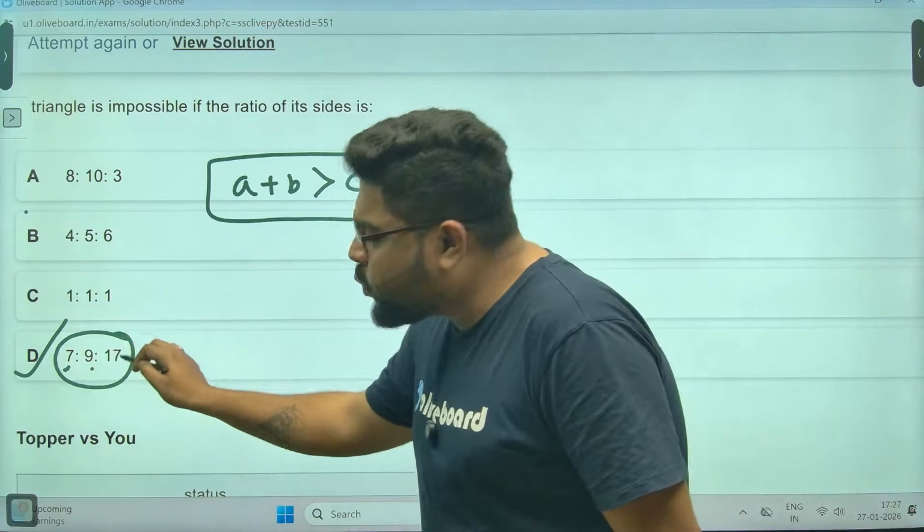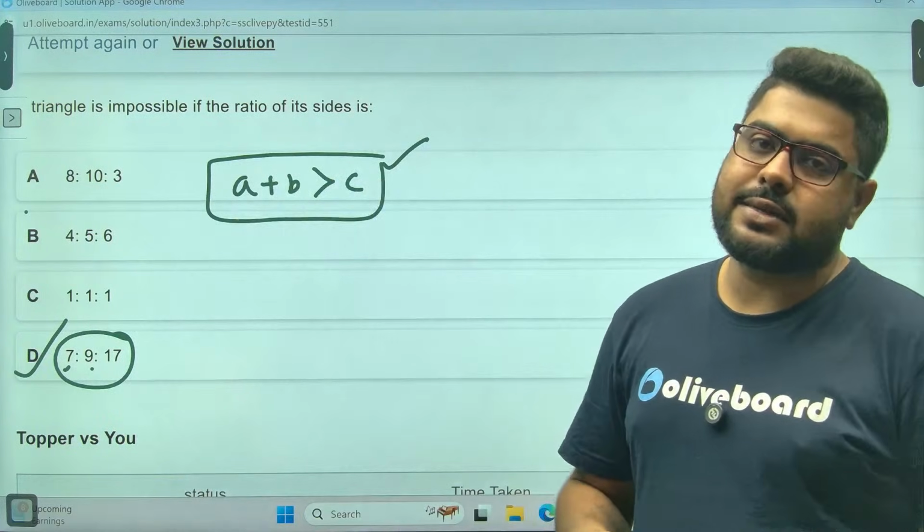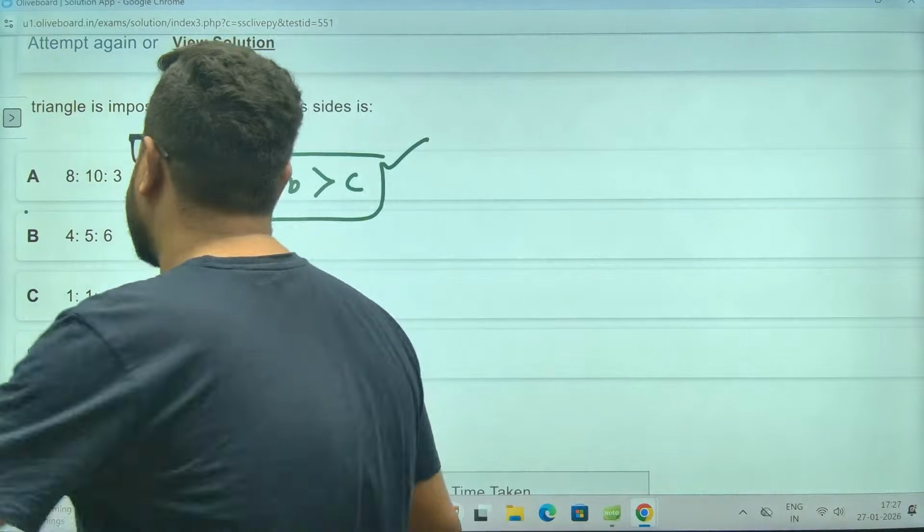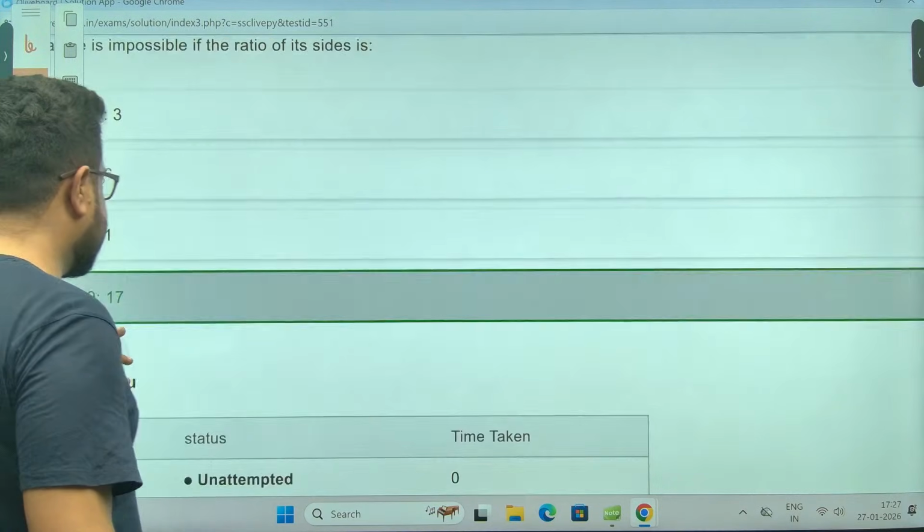Because the sum of any two sides has to be always greater than the third side. This is not satisfying here. So 120% this is my answer.